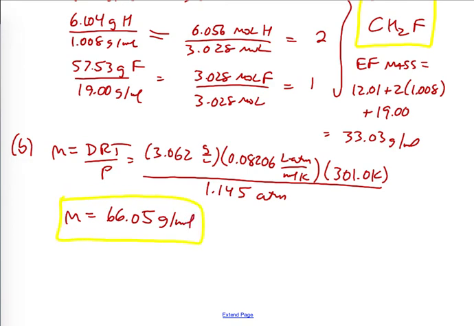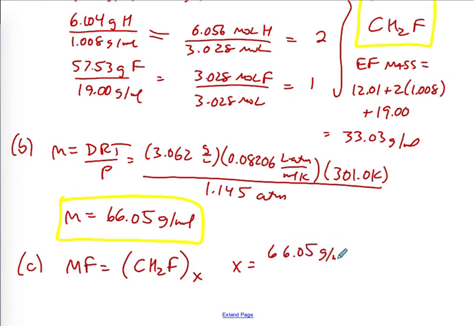Finally, in the last step, we will use the molar mass we calculated in step B and the empirical formula we calculated in step A to calculate the molecular formula. The molecular formula then is going to be the empirical formula, CH2F multiplied by the integer x, where x is equal to the molar mass, 66.05 grams per mole, calculated from the density, divided by the empirical formula mass, 33.03 grams per mole, which is clearly 2.